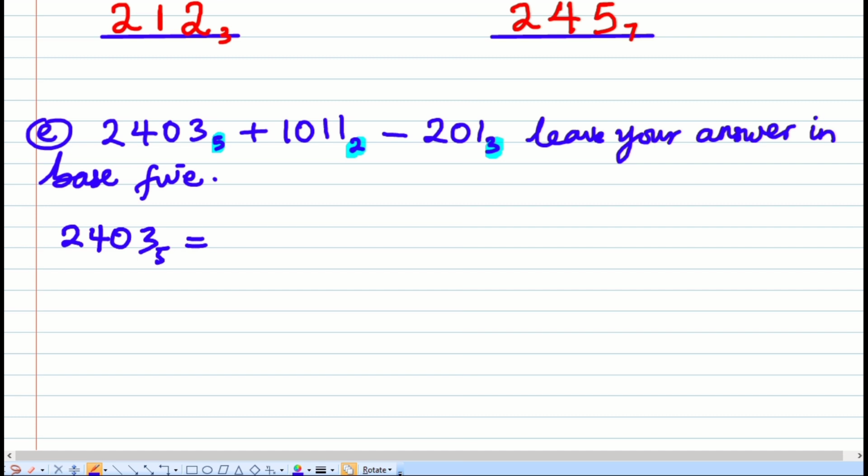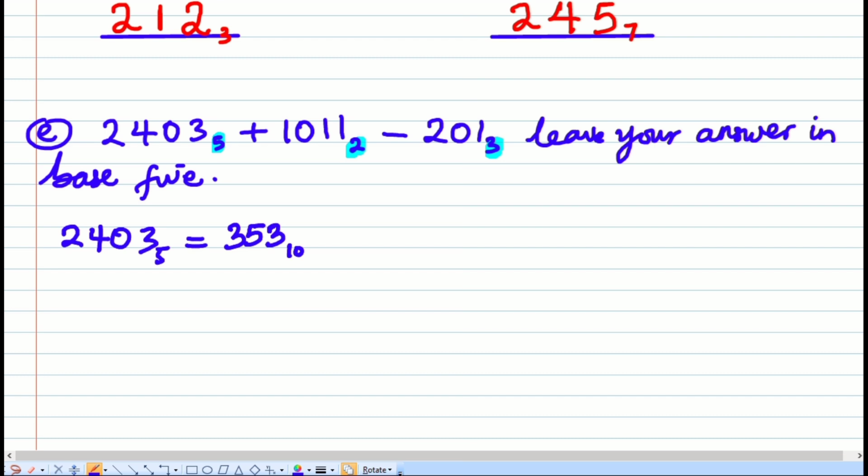Now if you don't know how to convert from another base to base 10, I'm going to put the link in the description below. So I'm going to do this quickly. We have 2 times 5 is 10, 10 plus 4 is 14. Then 14 times 5 is 70, 70 plus 0 is still 70, and then 70 times 5 is 350, 350 plus 3 is 353.